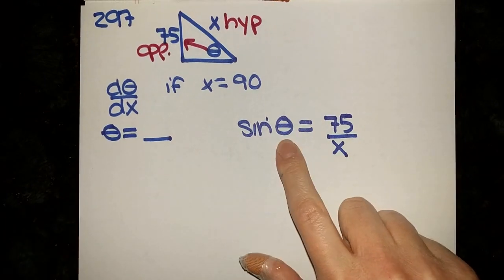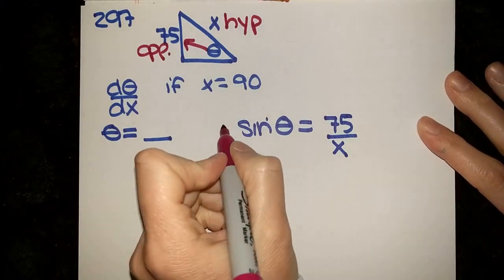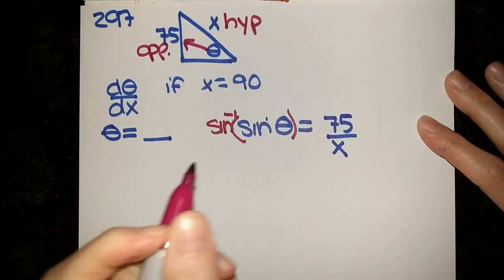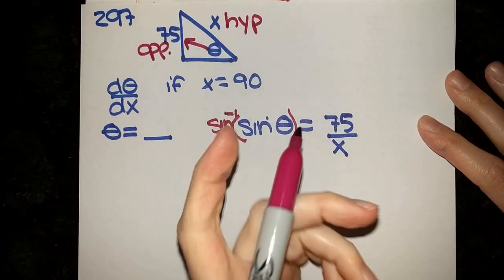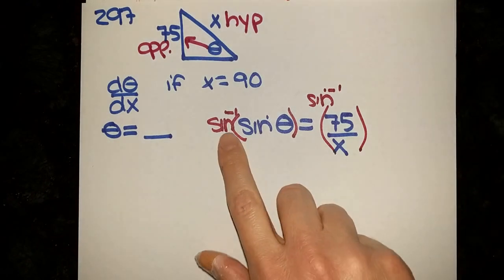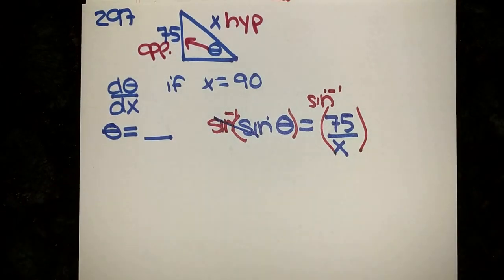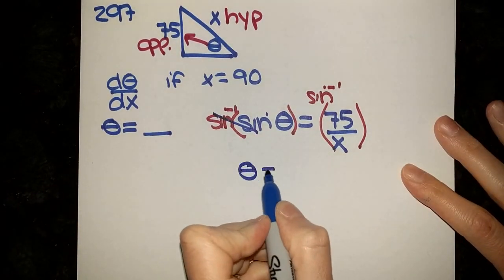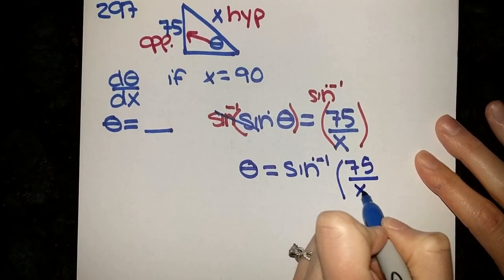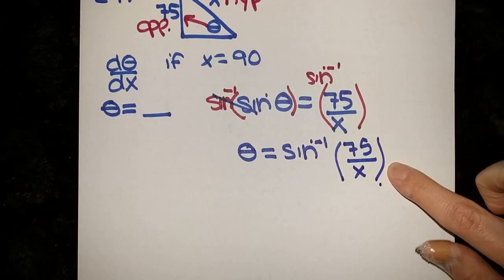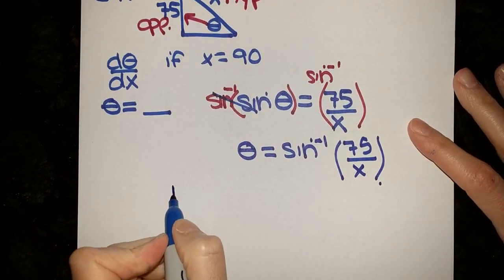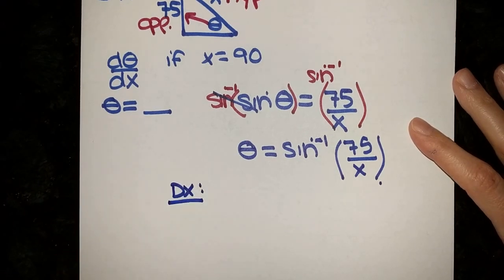So we need to get this theta by itself, and the way we do that is by taking the inverse trig function of both sides. So I would take sine inverse of the left-hand side and then sine inverse of the right-hand side. So then the sines cancel out, so to speak, over on the left-hand side. So we get theta is equal to sine inverse of 75 over x. And then that is the function that we are going to differentiate. So once we get our function of theta is equal to, then we're going to take our derivative.